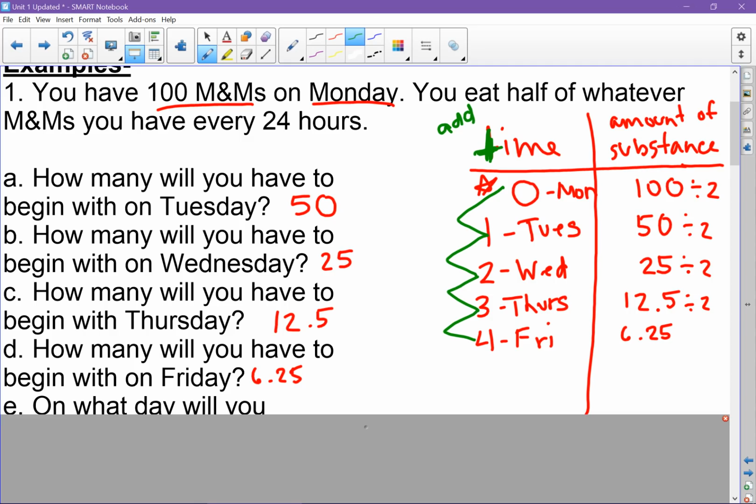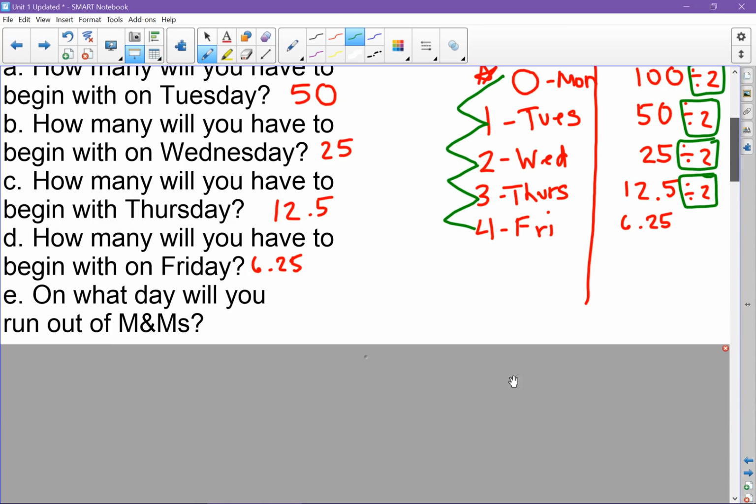In the substance column, you always are going to divide by 2. And if it helps you and you want to write that as you work like I did, that's okay. That's a good reminder that you're dividing in that column. So we could keep going because the next question is, when am I going to run out of M&Ms? So let's see if we can keep going on our T-chart.